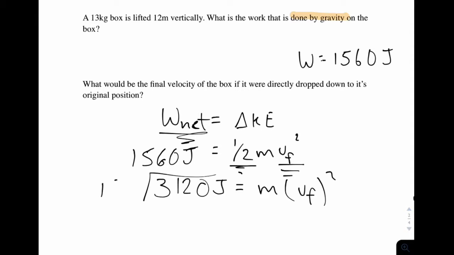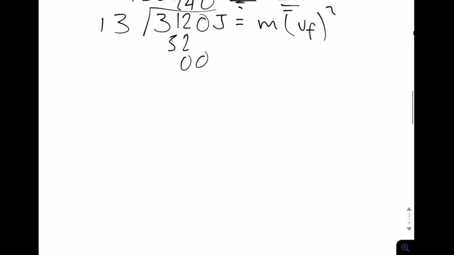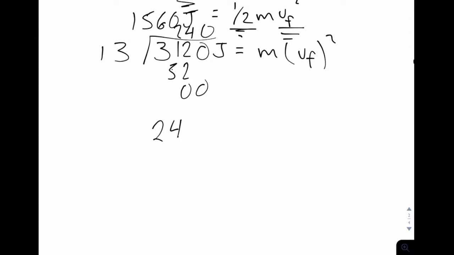I'll show you how I do it. 13 goes into 31 2 times. You got 5 left over. You got 2. 13 times, let's say 4 would be 52. Okay, so 13 times 4 is 52, 0, 0. You got 240 meters squared over seconds squared is what we have left over when we divide by the mass.